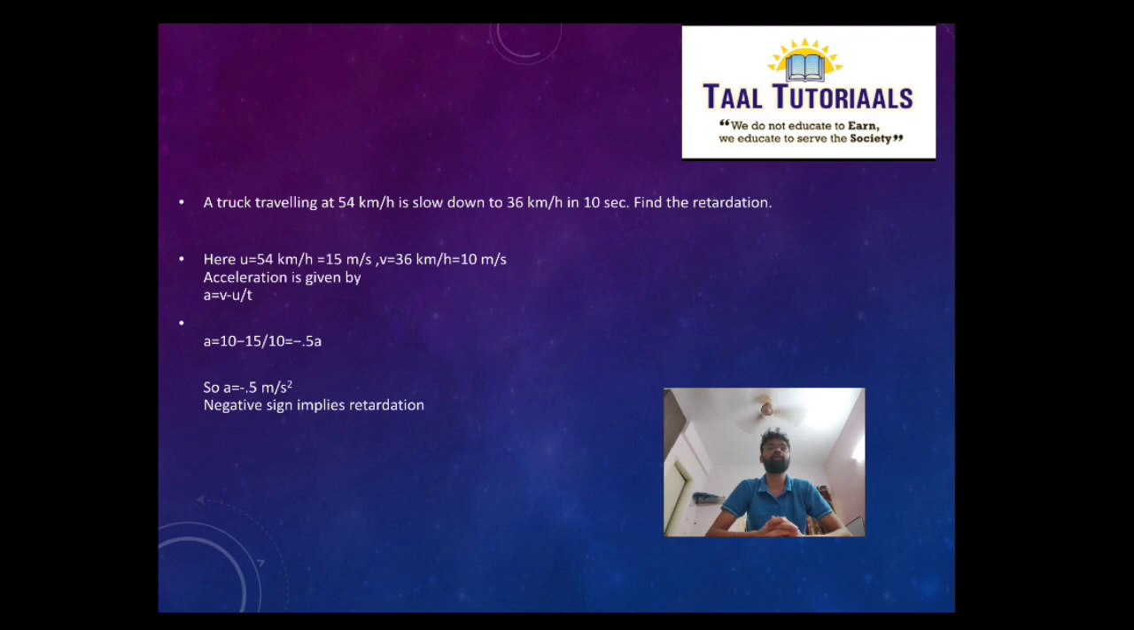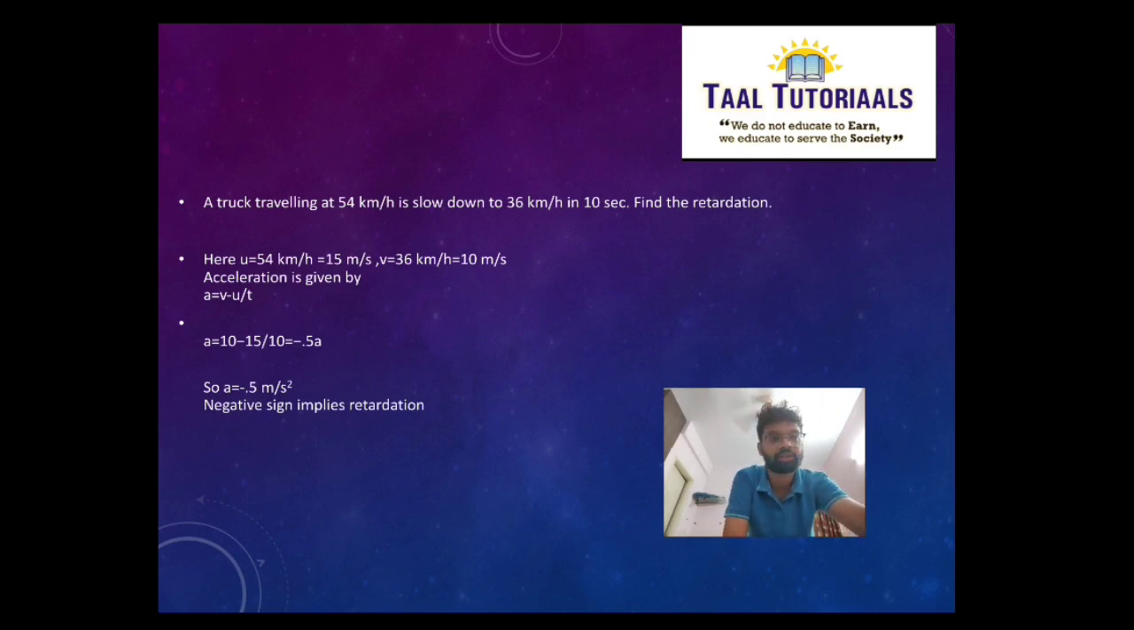So we use the formula V minus U by T, that is 10 minus 15 divided by 10, and I got the answer as 5. So acceleration here is 5 meter per second. However, we need to find retardation. I have applied a negative sign which implies it is a retardation. So in the end we get the answer as minus 5 meter per second square.